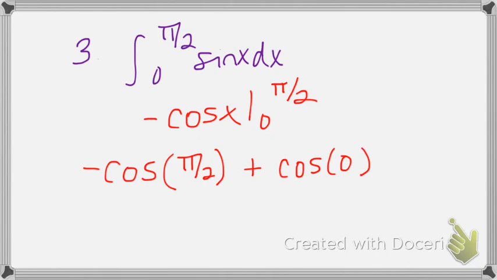If you remember, pi over 2 is 90 degrees, so that's up there at 0, 1. Cosine is the x value, so that's just 0. And then cosine of 0 is 1, because the x value is 1, and so we get 1 for that equation.